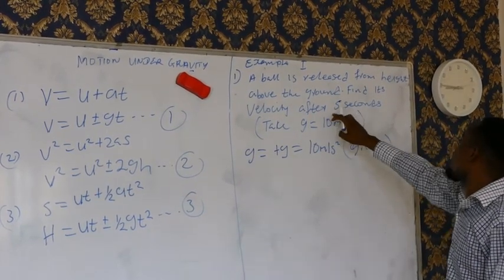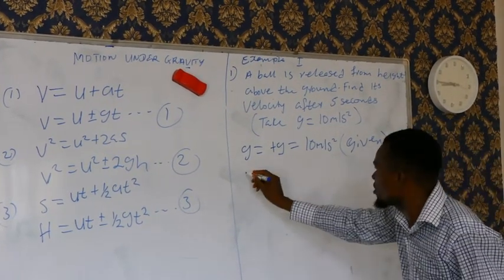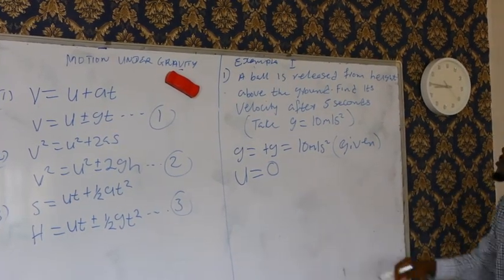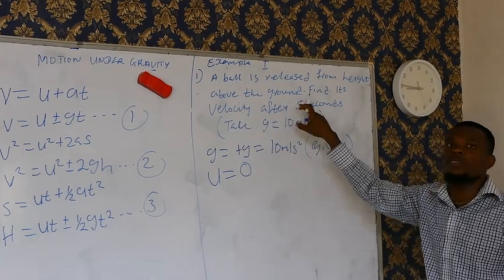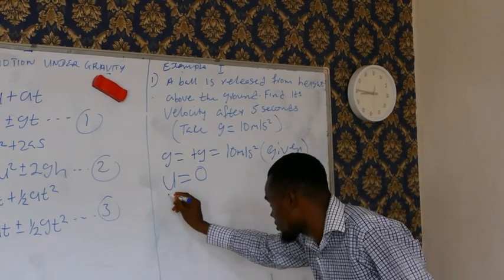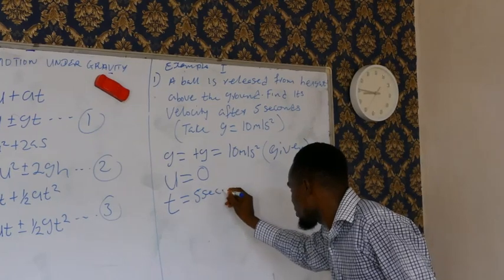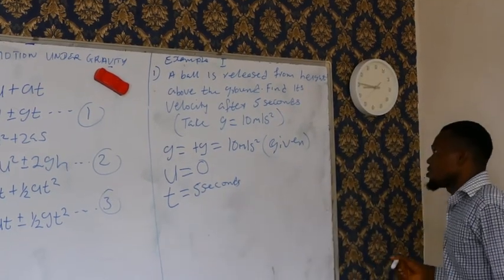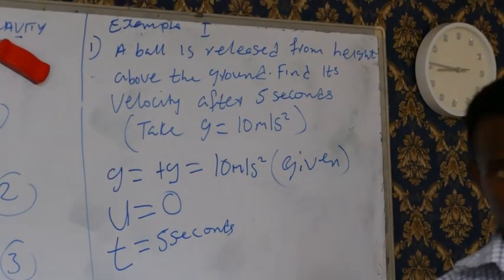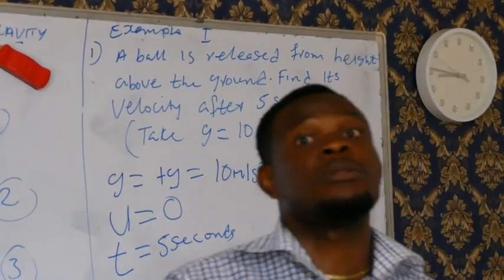Find its velocity after 5 seconds. Now, since it is released from height, that means that u, which is initial velocity, is equal to 0. Find its velocity after 5 seconds. 5 seconds is talking about t, which is time. Remember, the SI unit of time is seconds. If this time were to be given in minutes, you have to convert to seconds. If it's given in hours, take it to seconds. If it's given in days, just convert it to seconds.